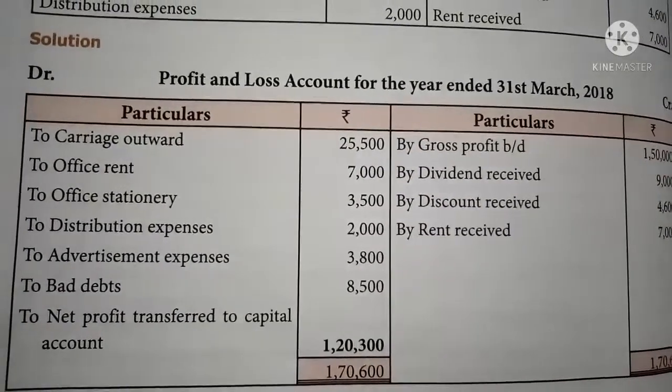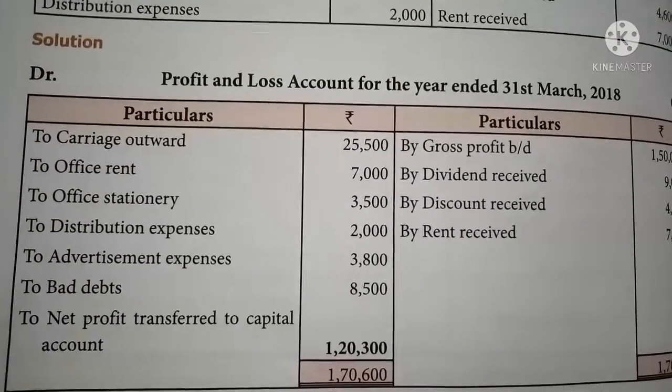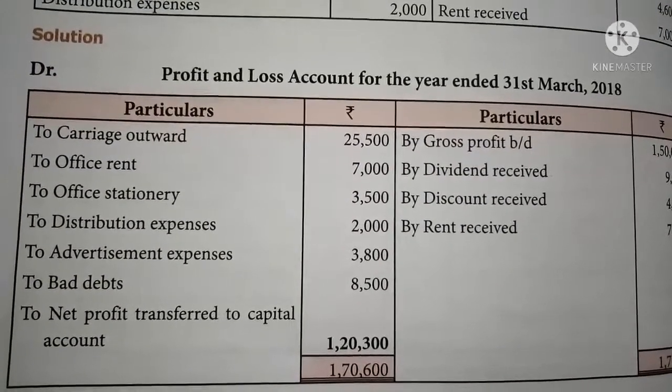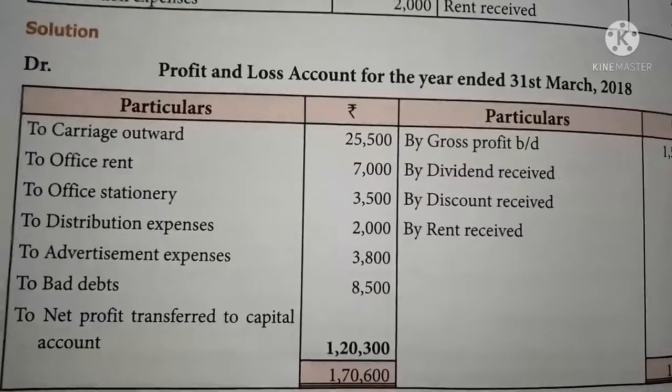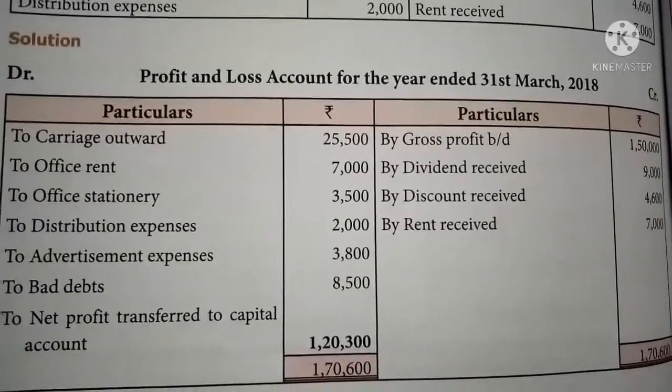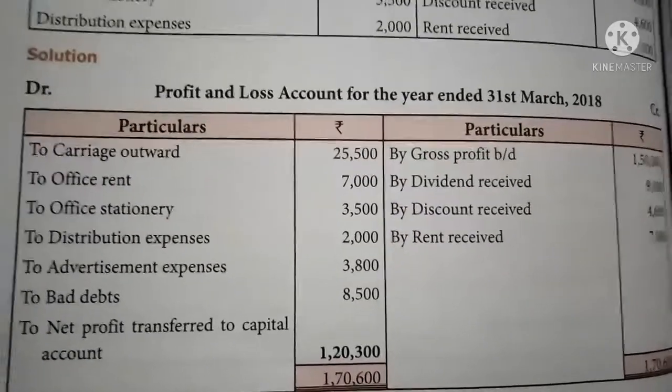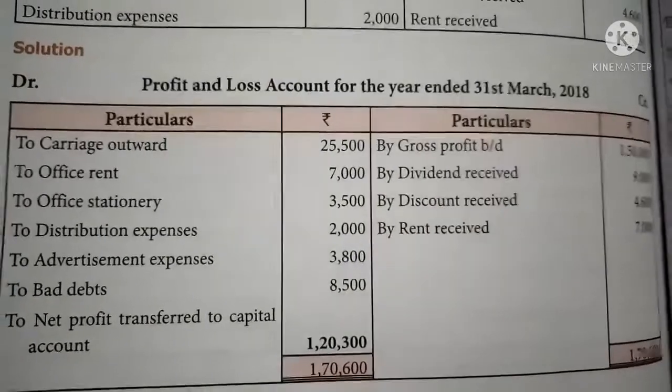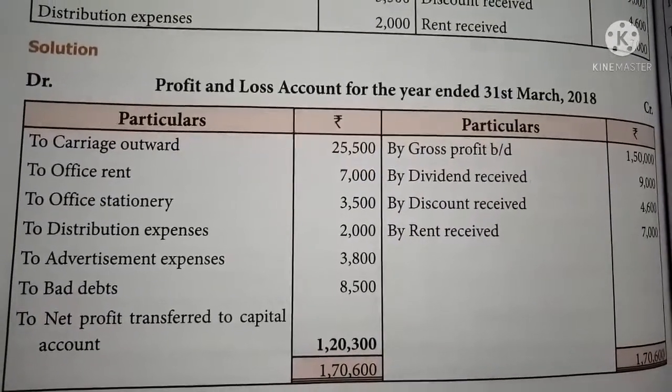So that should be written on the debit side: by net profit, transferred to capital account. So with that we can complete this profit and loss account. By this way you can easily prepare the profit and loss account.